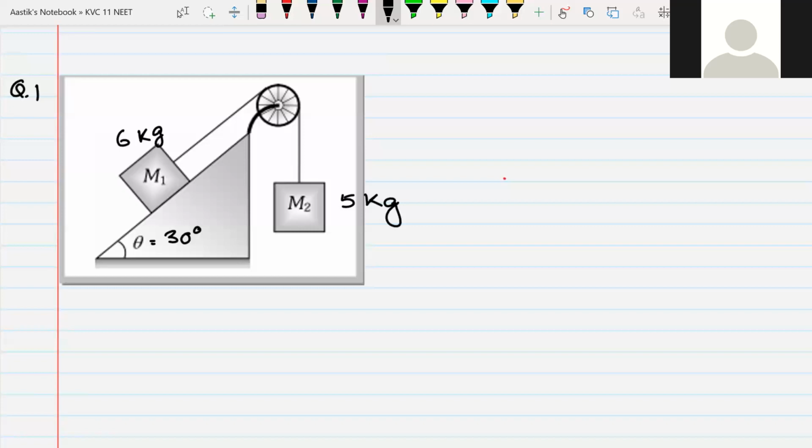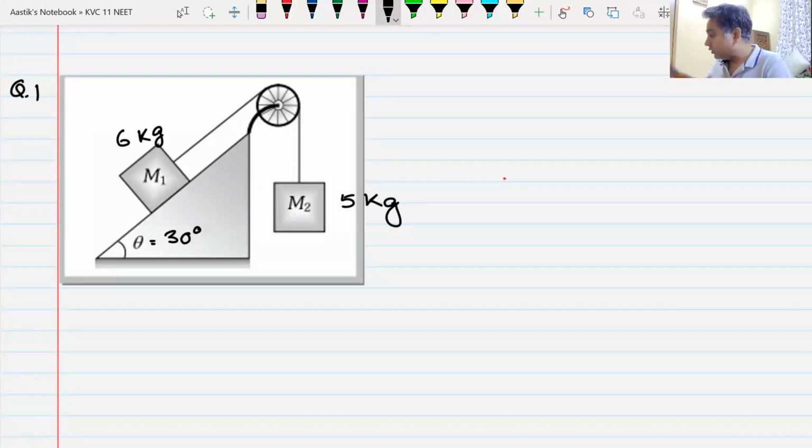Is there anyone with an answer? What is acceleration? So, where is this system going to move? See, this is 50 newtons. Yes or no?